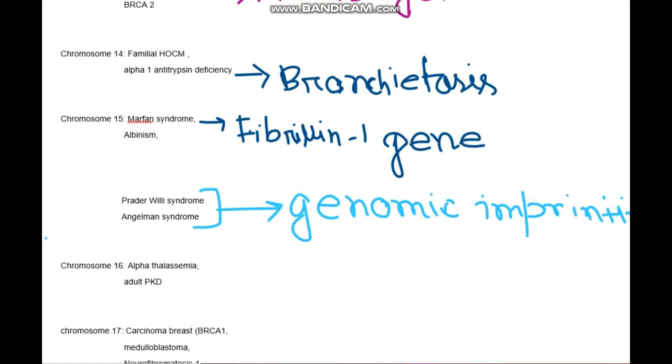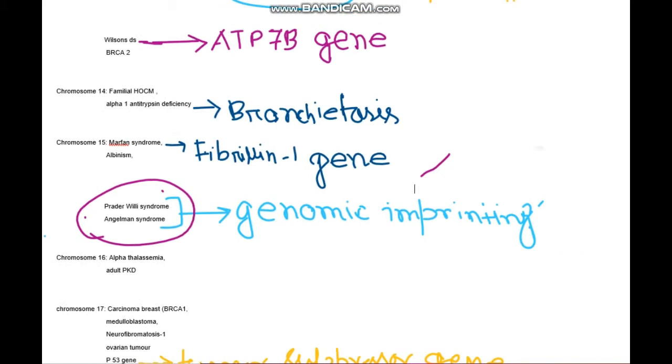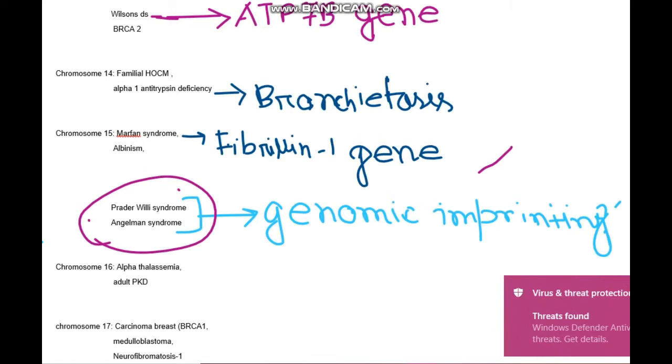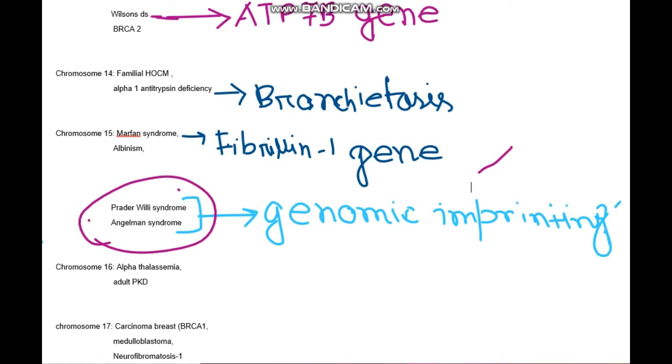So chromosome 15 we have Marfan syndrome, in which the fibrillin 1 gene is responsible. And another disease is albinism. And Prader-Willi and Angelman, these two are very very important for chromosome 15. We can see genomic imprinting there. There is a very good mnemonic for that. Prader, Pa means daddy, so there will be deletion of the father's, and there will be imprinting of the mother's, and Angelman is vice versa. We'll elaborate on this in a different video.